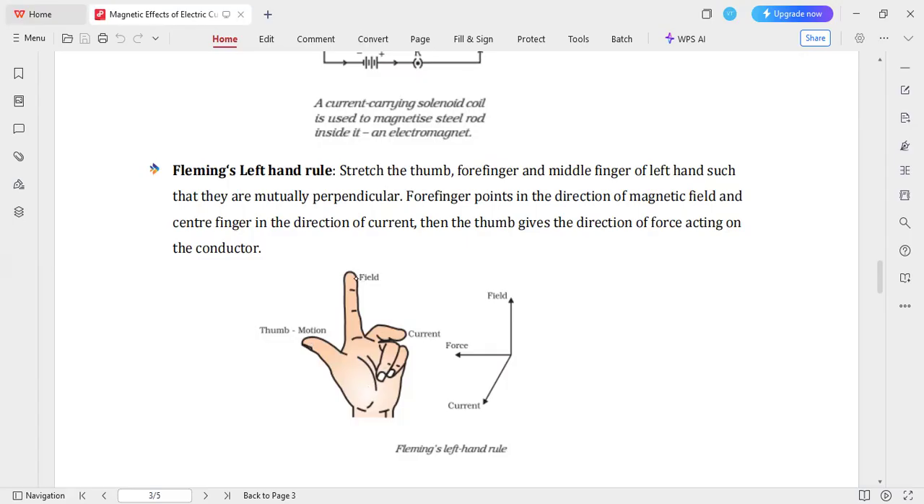So this is the field, children. The field is upward. This is towards the right side, current, and then the thumb points the direction of motion. This question they also ask for 3 marks. It can be shown like this also: field, force and current must be mutually perpendicular to each other. It is generally used to find the direction of motion of the conductor. I hope you understood this concept, children.